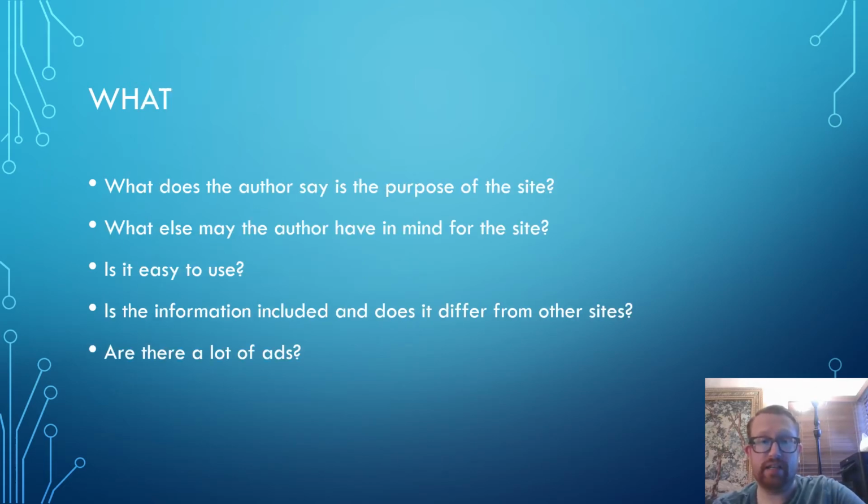Next is what. So what deals with more of the content of the page. So what does the author say is the purpose of the site? So in a web page, does the author mention, like, what is the purpose of this? Why is this being written? What else may the author have in mind for this site? So does the author have his or her own personal ideas about the website? Is this just a blog to post their feelings, or is this an actual website to post information?